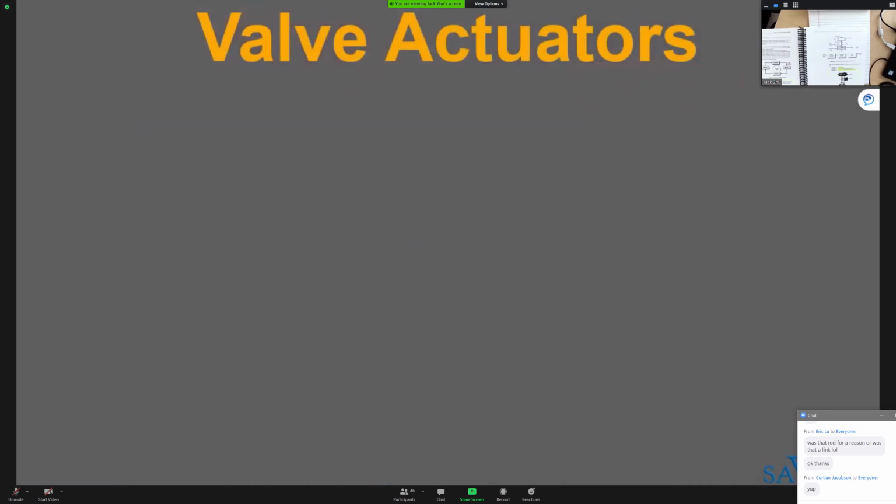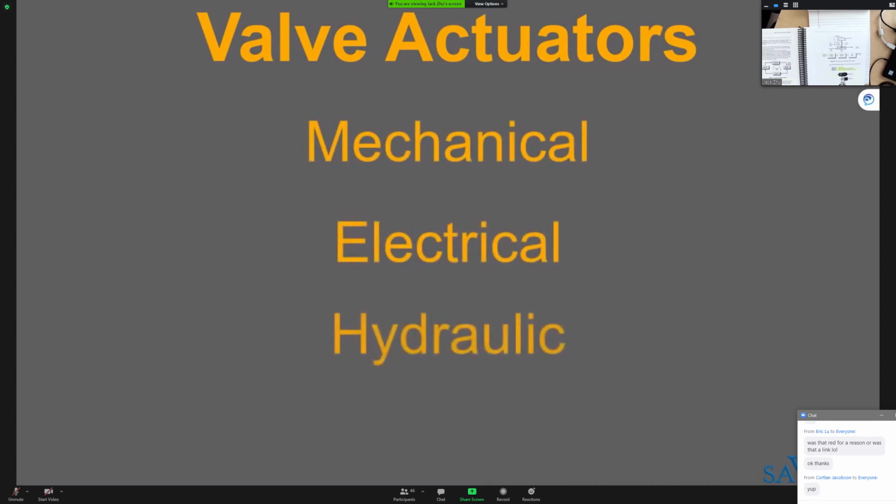There are four main types of actuators used to operate the valves. These are mechanical, electrical, hydraulic and pneumatic.